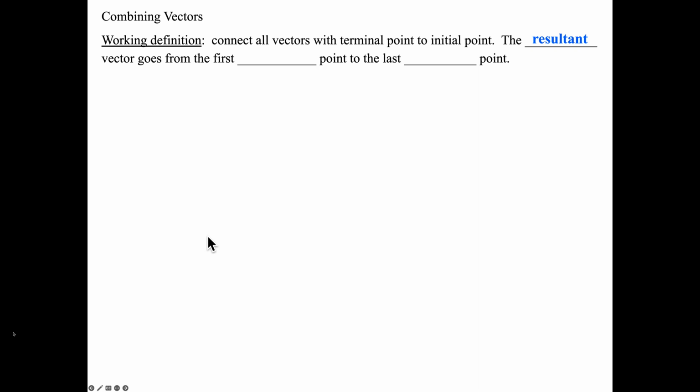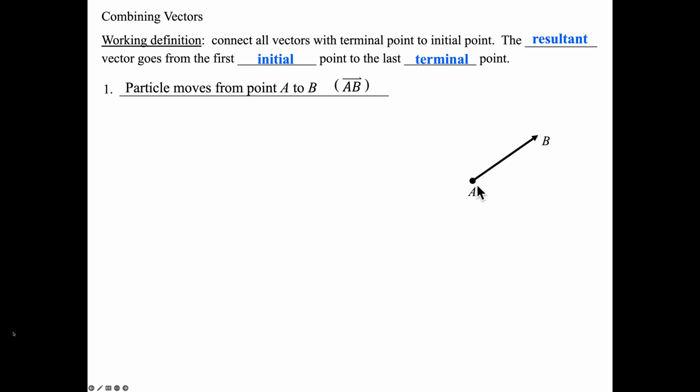Working definition. Connect all vectors with a terminal point to an initial point. The resultant vector goes from the first initial point to the last terminal point. This is when you want to combine vectors together. So, for example, here's particle A, a particle starting at A, moving to B. Now it wants to change directions and head towards point C.